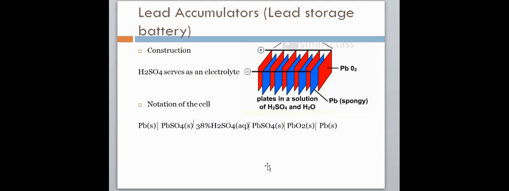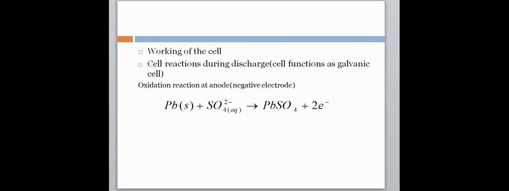I don't know whether you have tried lifting that battery. It is very heavy, because it contains these plates. It also contains acid. So how do I write the notation of the cell? Lead solid, lead sulfate, which is a substance there inside it. Plates in a solution of sulfuric acid and water, 38% sulfuric acid. Again, there is lead sulfate, lead oxide, and lead. So this is the entire notation of the cell in lead accumulators.